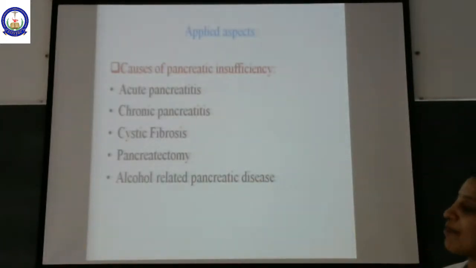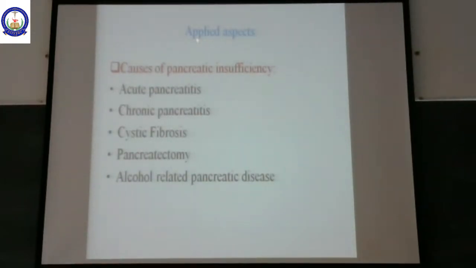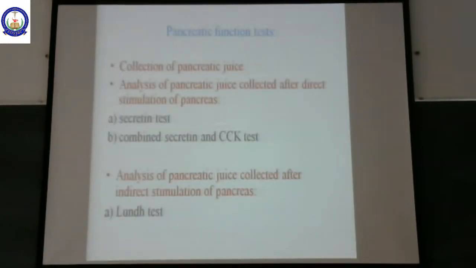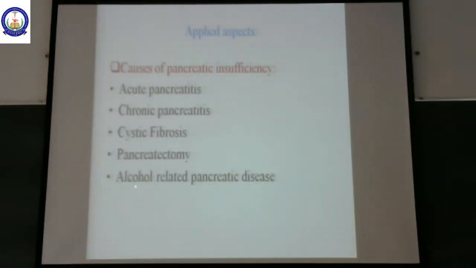Now we will see some of the applied aspects of pancreatic insufficiencies. The causes for pancreatic insufficiencies are acute pancreatitis, this is acute inflammation of the pancreas, chronic pancreatitis, cystic fibrosis, pancreatectomy, that is removal of the pancreas, alcohol-related pancreatic disease. We will see some of them. These are some of the important diseases which are going to affect the pancreas.